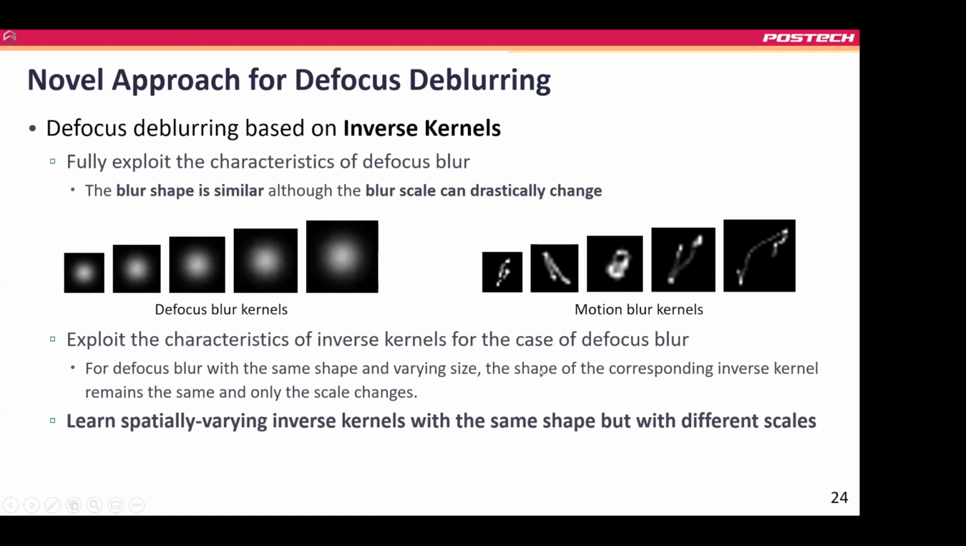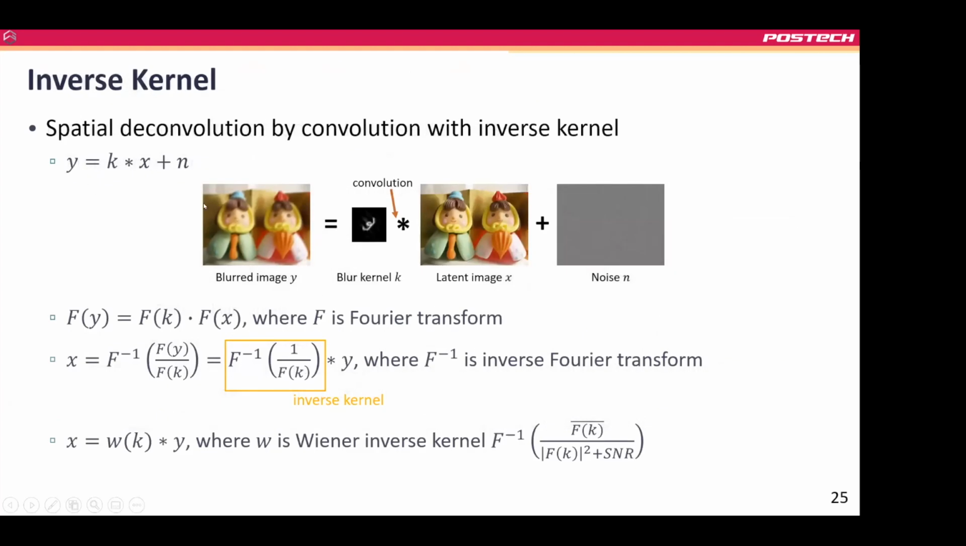Okay, we found that the inverse kernel has a property similar to the original defocus blur kernel. I will explain the property in more detail shortly. Let me first briefly explain what the inverse kernel is.